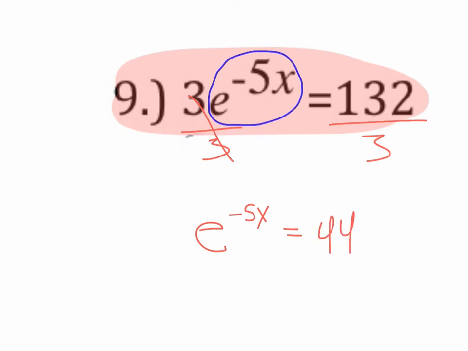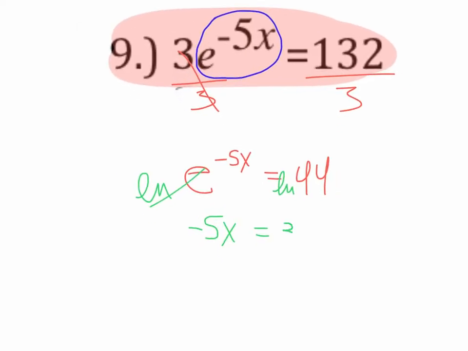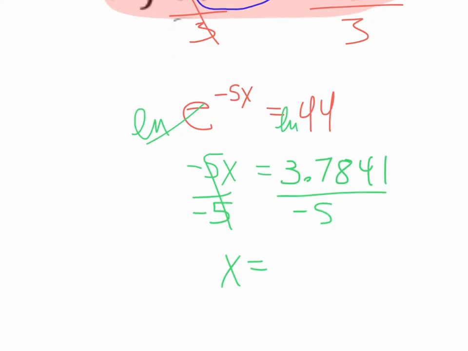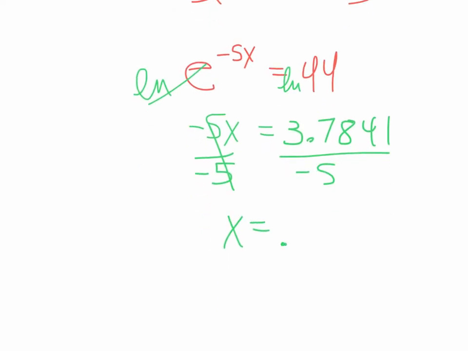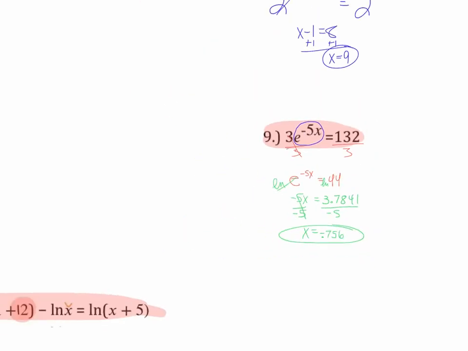All right, now is the e by itself? Yes. So I take the natural log of both sides. So I have negative 5x equals, what's the natural log of 44? 3.784. Okay, that's fine. And then do what? Divide by negative 5. Good. So x equals about negative 0.756. Should it be negative or positive? Negative. Yeah. 757, 756, something like that. Again, I'm not going to get nitpicky on that, guys.